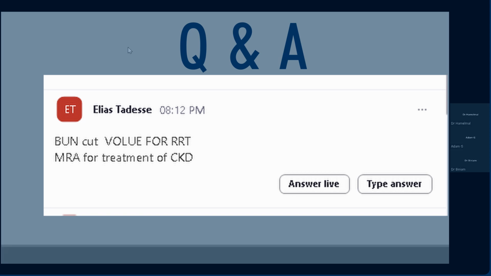BUN cutoff for renal replacement therapy, we don't have BUN cutoff, but we have GFR cutoff sometimes. So in GFR less than 10, it's better to consider dialysis, even if there are no indications. It's not a strong consideration, but if GFR falls to 10 or below 10, and some say below 8, we may need to start renal replacement therapy, even if there are no symptoms, because these patients are at very high risk for complications. So you are right, there is a laboratory cutoff, but not BUN, rather GFR cutoff less than 10.